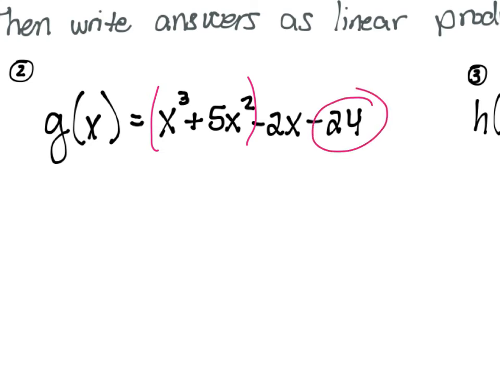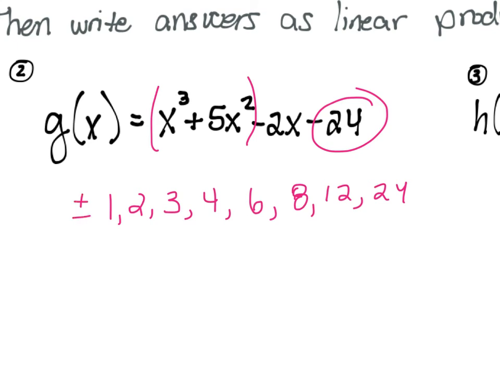Negative 24. Factors of 24, guys: 1, 2, 3, 4, 6, 8, 12, 24. What goes in front of all of those numbers? Plus or minus. So on WebAssign, you would have to actually type in positive 1, negative 1, positive 2, negative 2, positive 3, negative 3, and so forth.